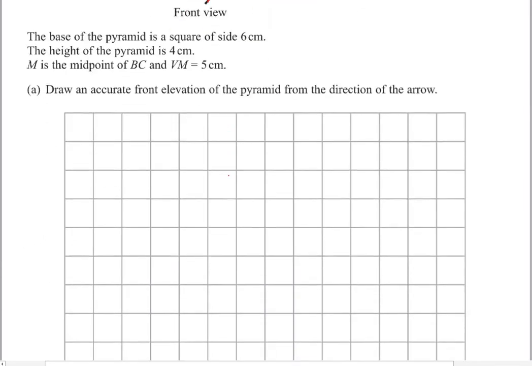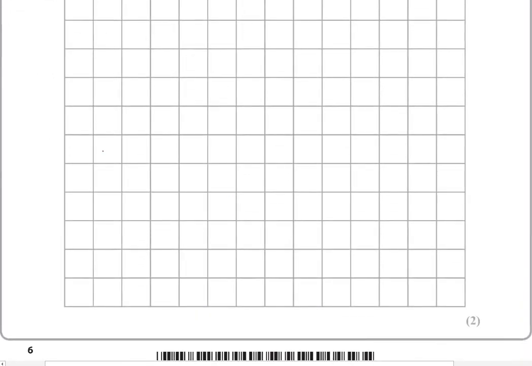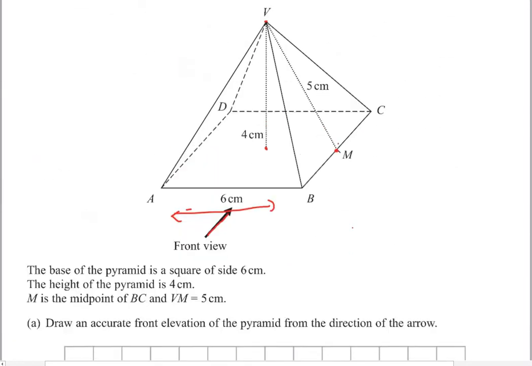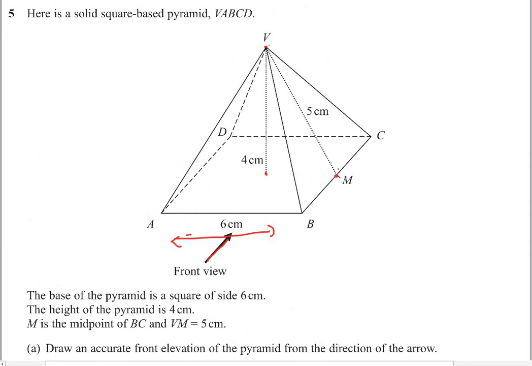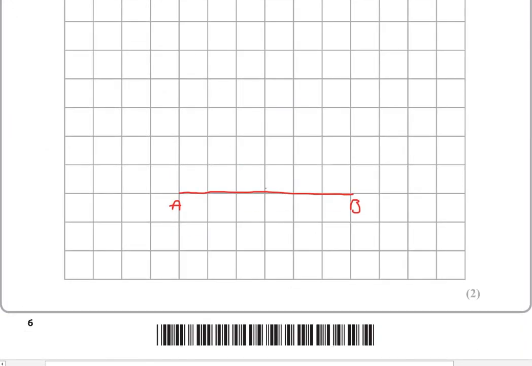So let's do that. Well, we know the bottom is going to be AB, which is 6, so let's count that. So 1, 2, 3, 4, 5, 6. And again, you should use your ruler. I'm just doing this freehand. Right, we also know the height up to V is 4 centimeters, and when we're looking, that's going to be in the middle of AB. So that's here. That's 1, 2, 3, 4. And that was our point V up there.